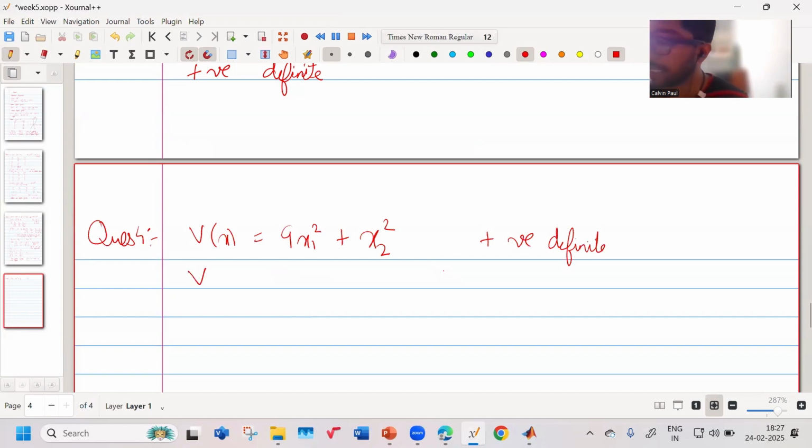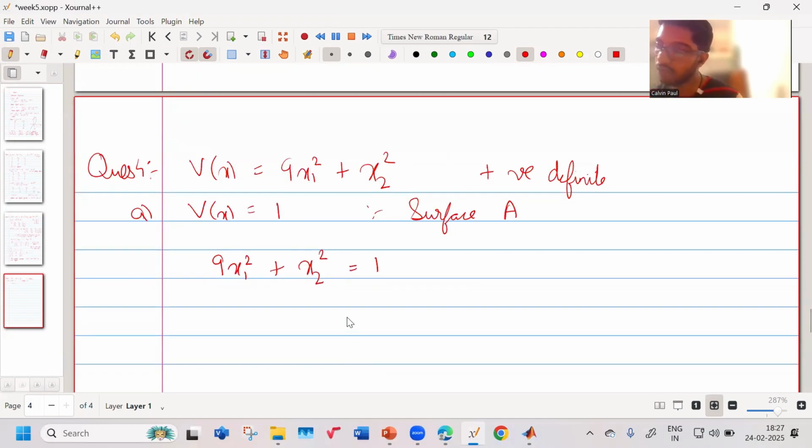Okay, they're saying that v of x is equal to 1. So v of x is equal to 1. So in this case, surface A. Let us say this is surface A. So it is 9x1 square plus x2 square is equal to 1. So how will this look? We have to write it in the form in which we can write the expression. So this actually is x1 square upon 1 by 3 square plus x2 square upon 1 square is equal to 1.